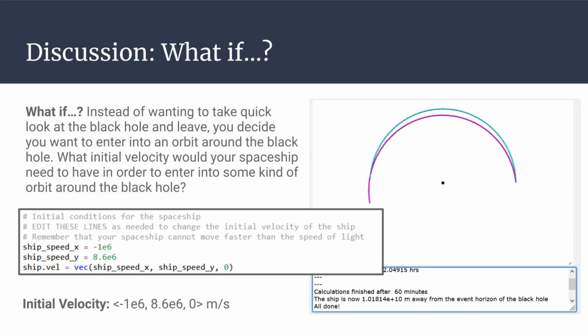What if I wanted the spaceship to be in orbit around the black hole? So adjusting the initial velocity to be negative 1e6, 8.6e6, 0 meters per second, this was the closest I could get for the spaceship to go into orbit.